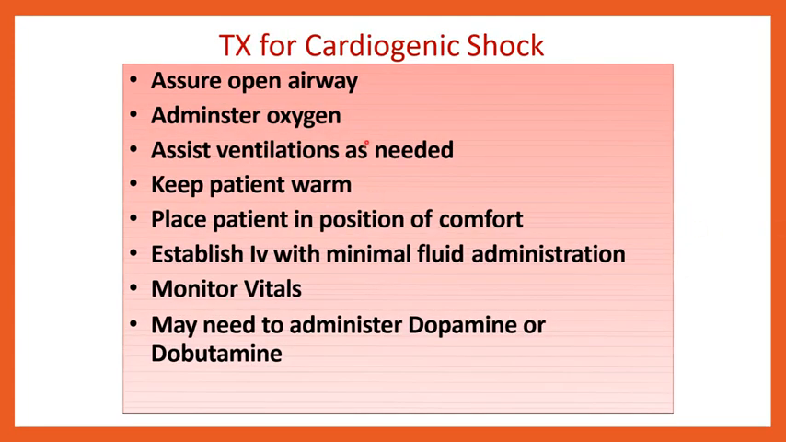The treatment for cardiogenic shock is airway control again. The first basic thing in the treatment of any type of shock is assuring an open airway and administering oxygen, assisting ventilation as needed, keeping the patient warm, placing the patient in a position of comfort, establishing an IV connection with minimal fluid administration, monitoring vitals, and administering dopamine and dobutamine, which are the inotropics.